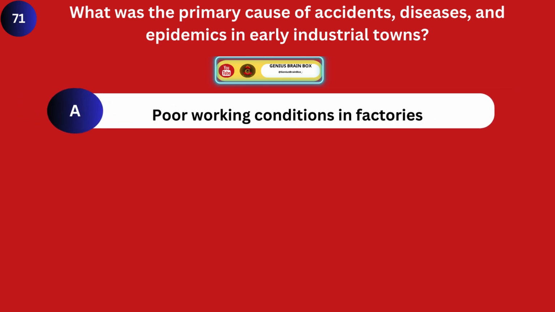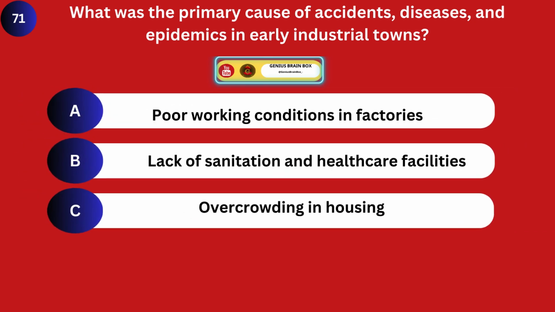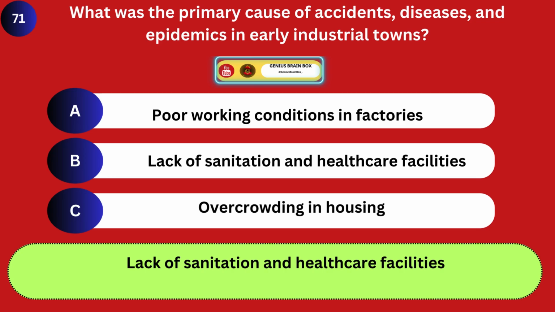What was the primary cause of accidents, diseases, and epidemics in early industrial towns? Option A: poor working conditions in factories. Option B: lack of sanitation and healthcare facilities. Option C: overcrowding in housing. Correct answer is lack of sanitation and healthcare facilities.